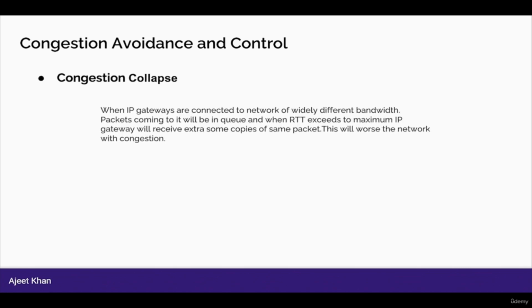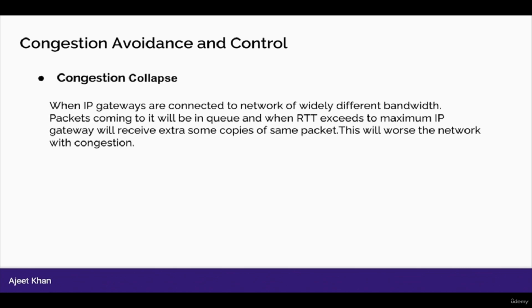In this video, we are going to understand the concept of congestion avoidance and control. Before that, we need to understand what congestion collapse is. Whenever IP gateways are connected to networks of widely different bandwidth, packets coming to them will be queued, and when RTT exceeds the maximum, the IP gateway will receive extra copies of the same packet. This will worsen the network congestion.